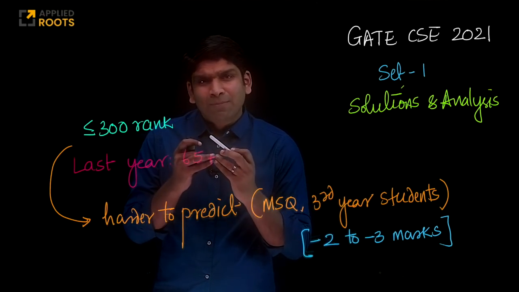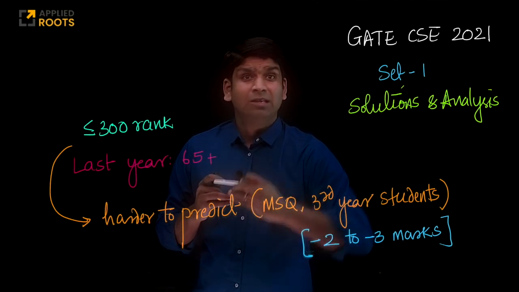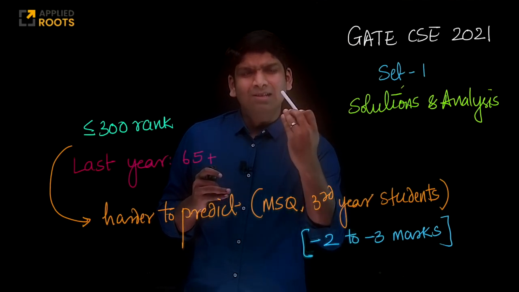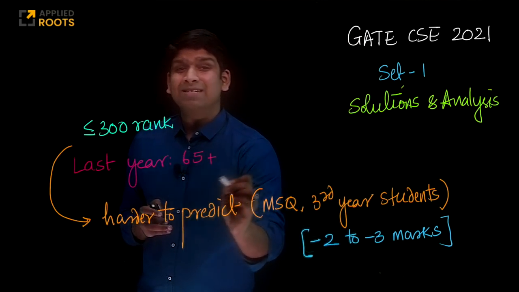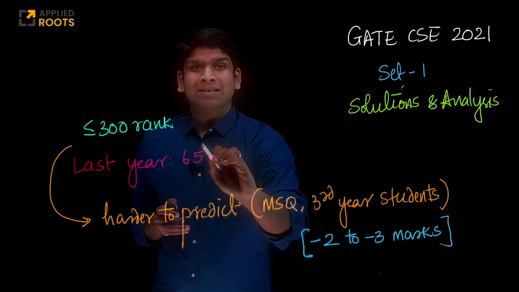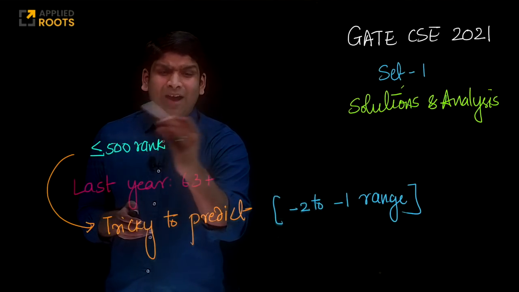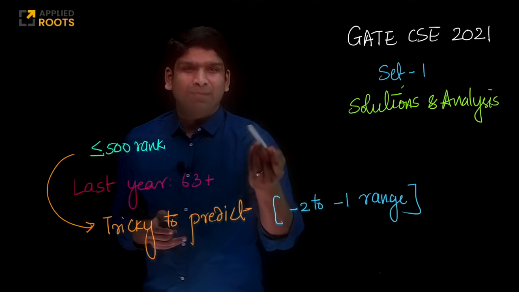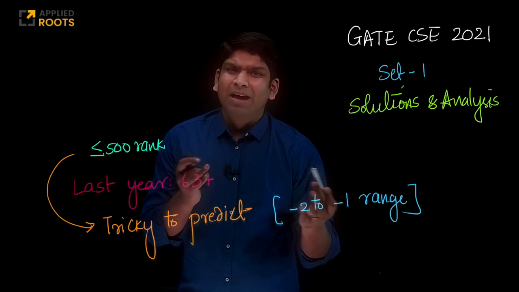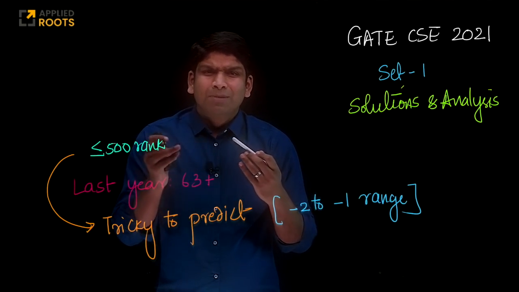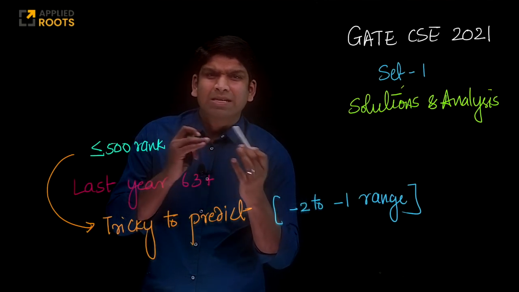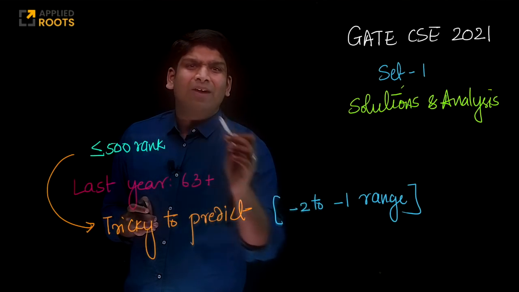Again, that's because this paper is slightly trickier than last year. It's not significantly trickier or harder, just slightly trickier. So that's why we are using last year's ranks and marks to base all of our estimates on. Similarly for 500 rank, last year's cutoff was 63 plus marks. This year maybe minus 2 to minus 1 range. So people between 61 to 62 might lie below the 500 rank.